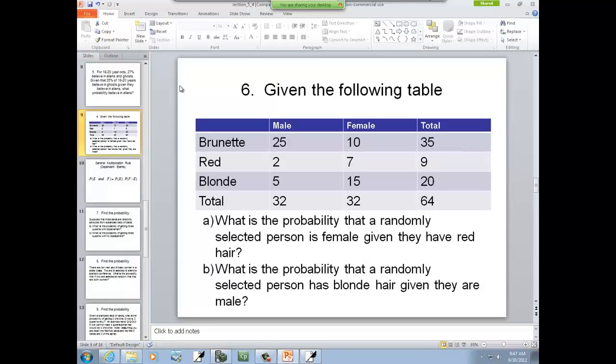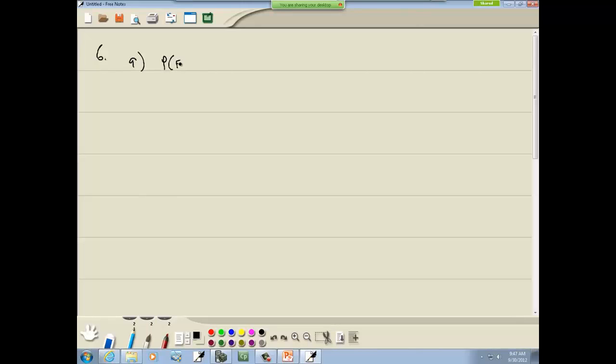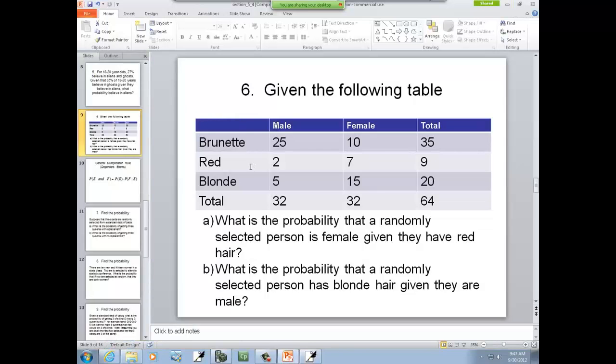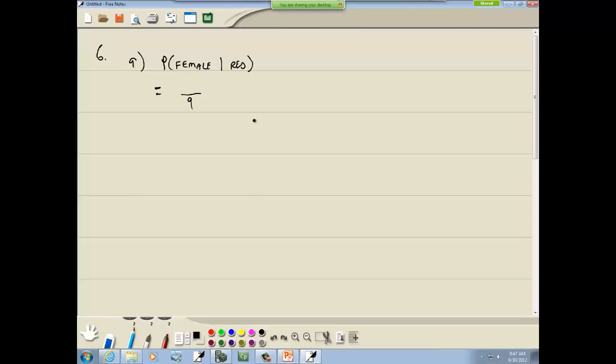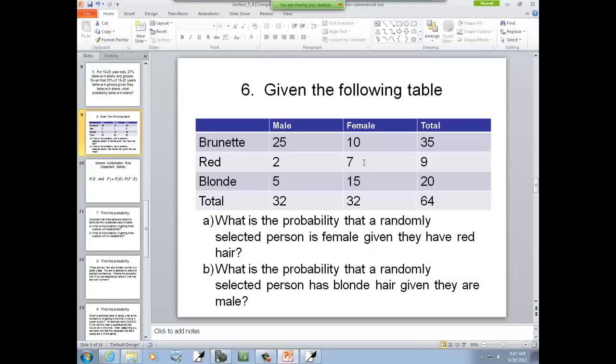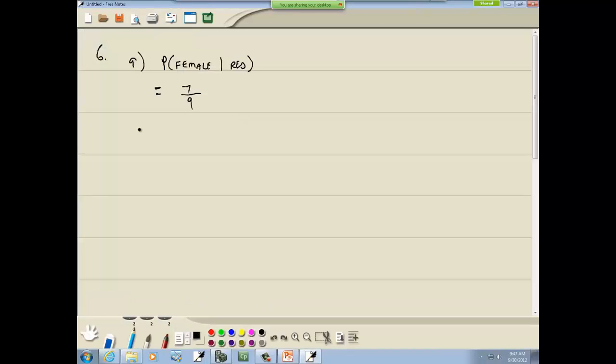Okay, A. What is the probability a randomly selected person is female given they have red hair? So probability of female given red hair. And you want to keep this short. You don't want to get real wordy on this because words will throw you. Given they have red hair, so we're only looking at red hair. There's 9 total. Of those 9, 7 of them were female. So we have 7 ninths.